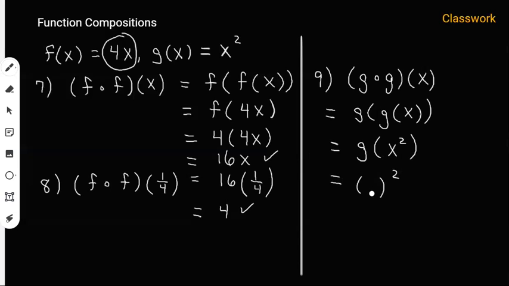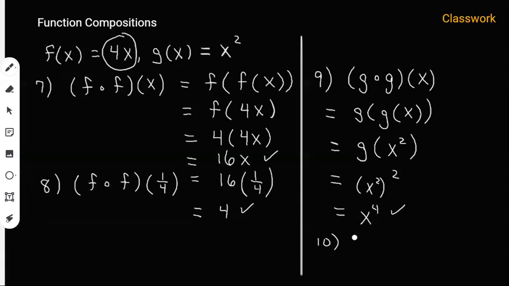So I'm still going to have something squared, but on the inside, I'm going to put x squared. Okay, so now I have x squared squared. And if you know anything about exponent rules, once you square something, you're multiplying the exponent by 2. So 2 times 2, when I multiply the two exponents together, I get 4. So my answer is going to be x to the 4th power.